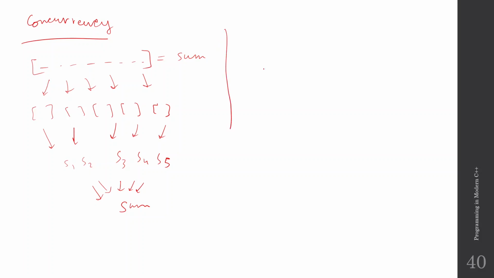Now in C++, how is concurrency done? What we usually do is we create a function, and then from some place, from main or some other place, we create a thread and we pass this function as the argument. Then this function is executed parallelly to the rest of the code.